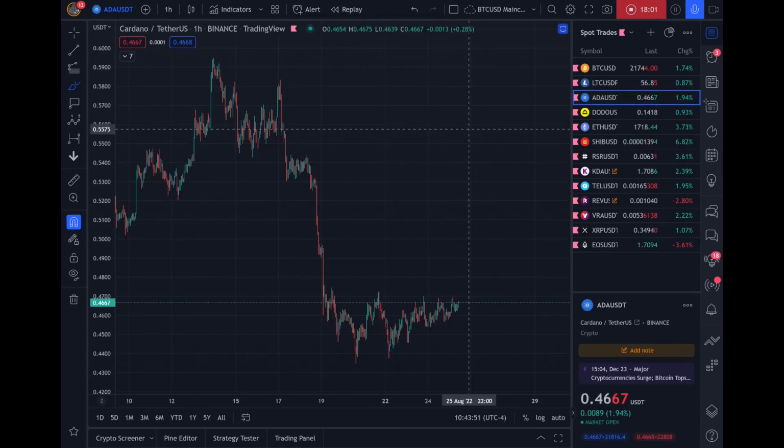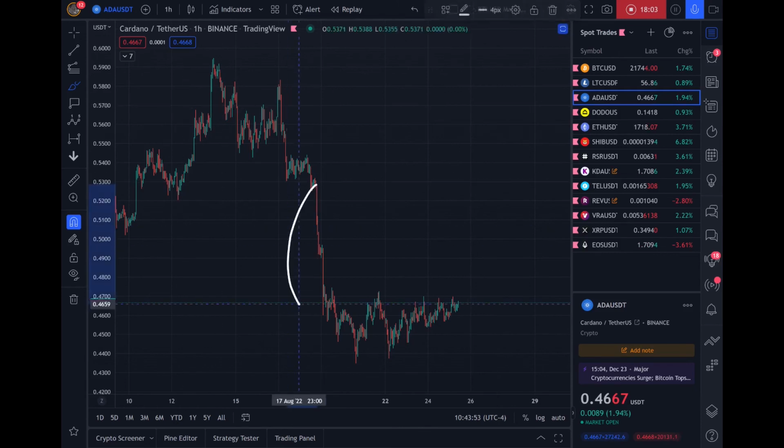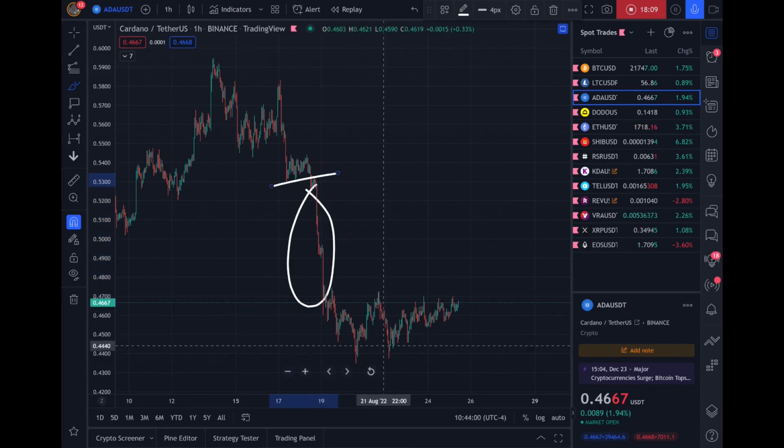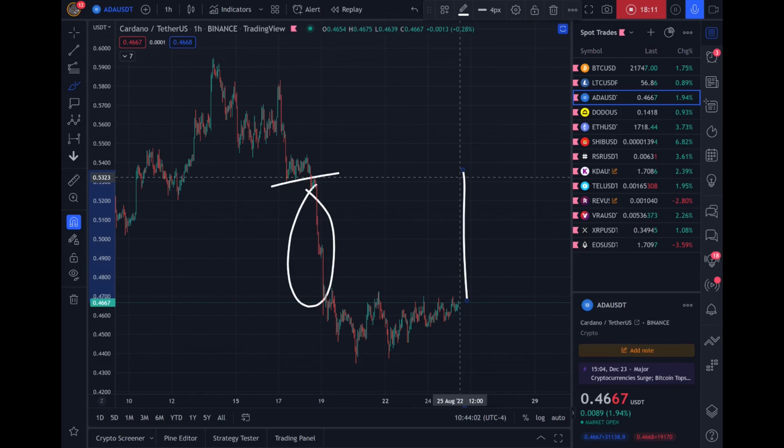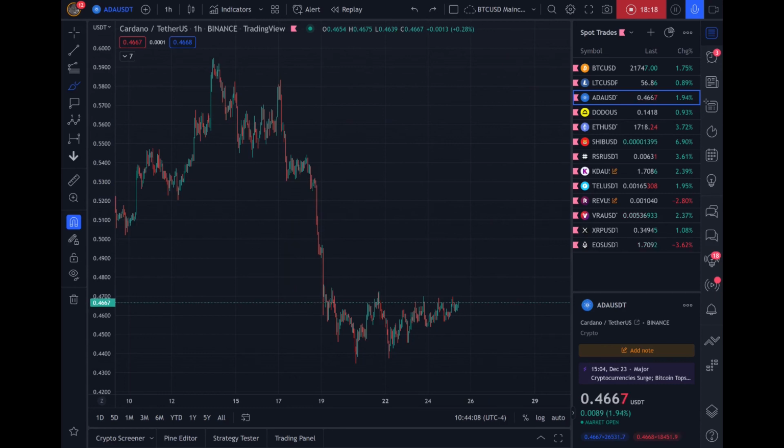Cardano, same thing, right at the neckline. Expect a breakout. Expect this space to be filled right here. This is crazy imbalance. It just broke this level and came down to these levels. Expect the same thing on the way up, and then some consolidation, continuation. So that's Cardano. These breakouts are happening in the next 3 to 5 days, my friend.